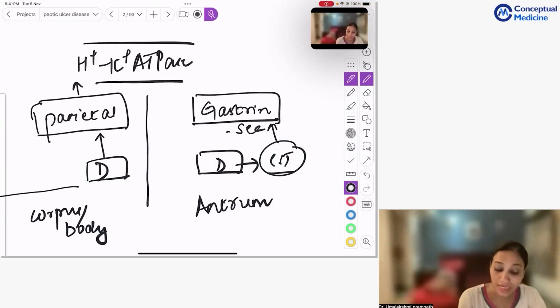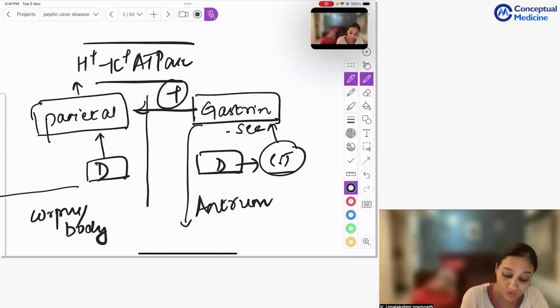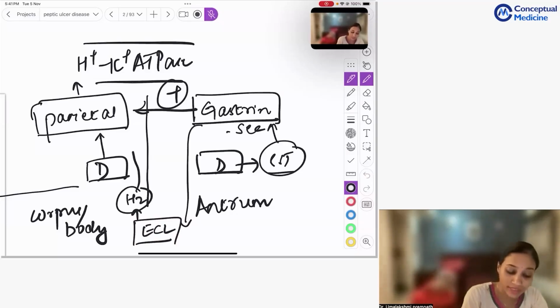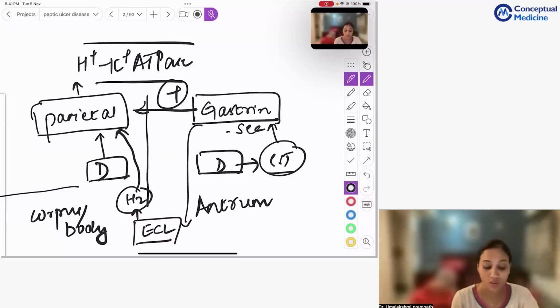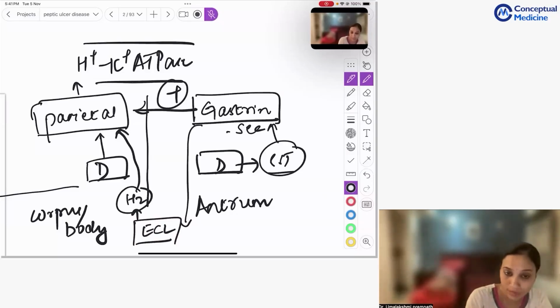In turn, gastrin stimulates the parietal cell directly, and it also has an indirect action, which is that it stimulates the ECL or the enterochromaffin-like cells to secrete histamine, which stimulates the parietal cells. So what are all the stimulators for acid secretion? One is gastrin, which directly stimulates. Gastrin indirectly stimulates through the enterochromaffin cells, which secrete histamine, and histamine causes parietal cell stimulation.